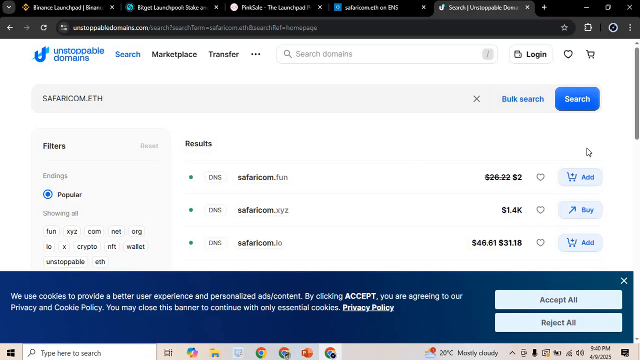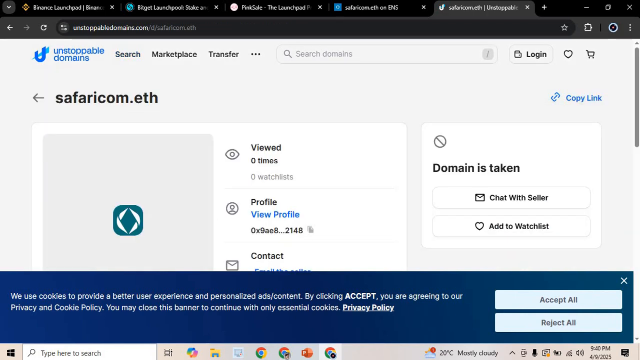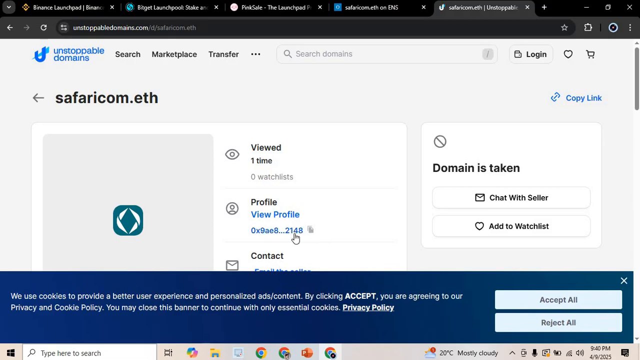safaricom.eth, I want to see if it's available. It's already taken. If you can see "taken", thumbs up right here. Taken. I cannot see my mouse on this other screen. Can you see my mouse? Yeah, perfect. So yes, safaricom.eth has already been taken. And if you are keen to look at the address of this person, you'll see it's the same address, 2148. It's the same address, 2148. If you can see that, 2148.